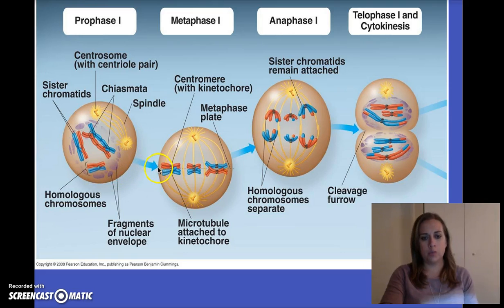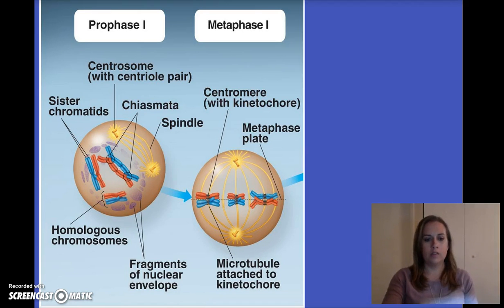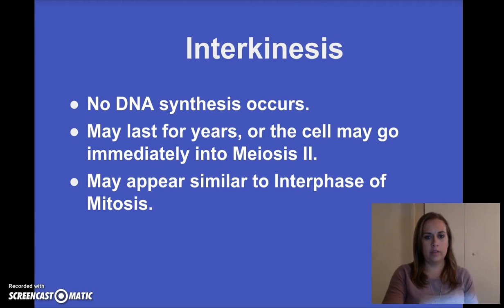Then during metaphase 1, the homologous pairs are lining up along the metaphase plate. During anaphase 1, you have the homologous chromosomes being separated. And now in telophase 1 in cytokinesis, the cell is starting to split in half. You have your nuclear envelope starting to reform, and you have your homologous pairs that are completely separate and a nucleus starting to form around them. This is just kind of zooming in on all of that.